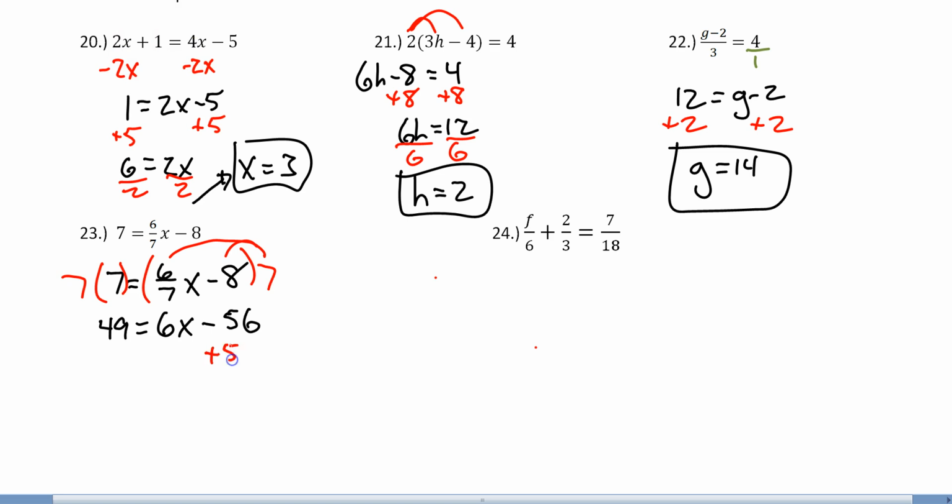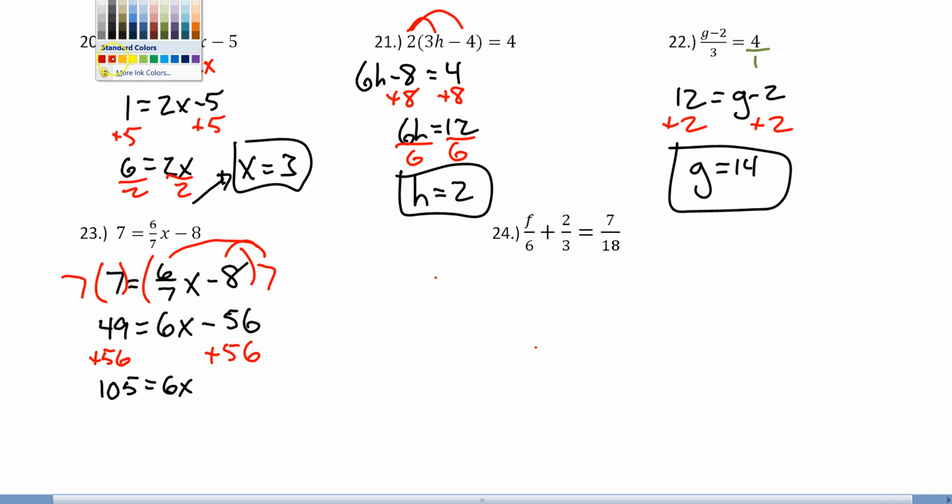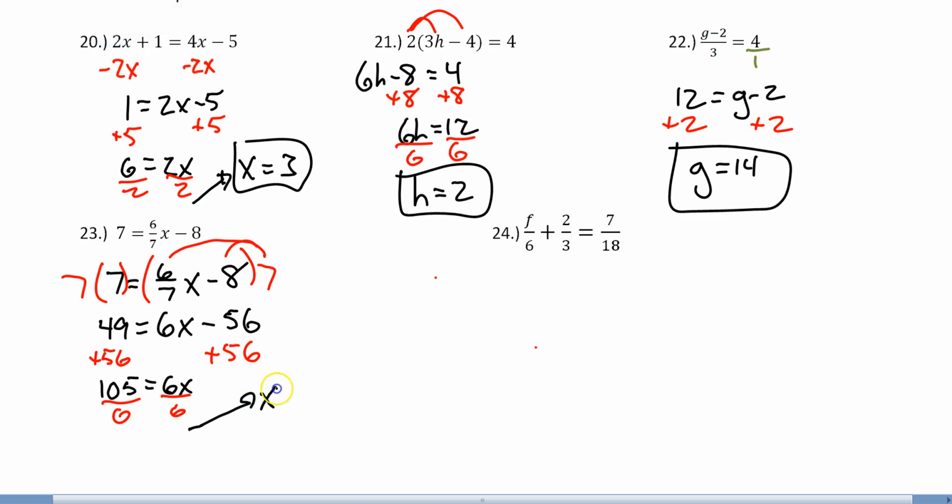I add the 56 to each side. That gives me what looks like a 105. And now I divide each side by the 6. So I find out, let's see, that equals, looks like 17 and a half. And you can write your answer as a decimal or a fraction here. I'll write it as just a decimal, just so we can be a little bit quick about this.